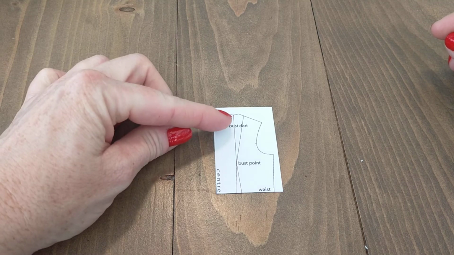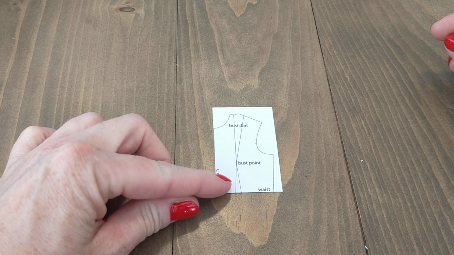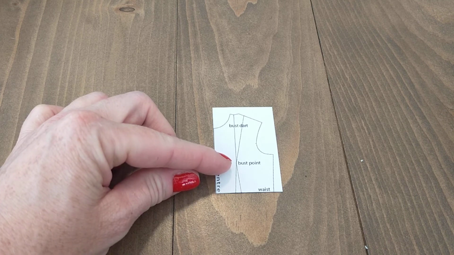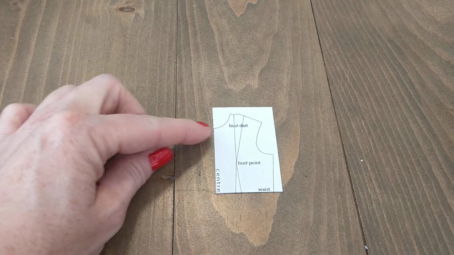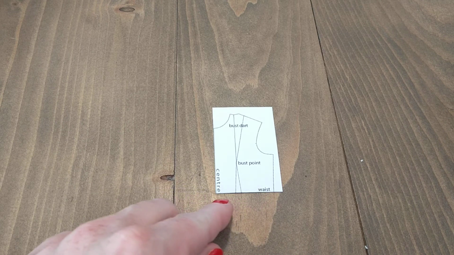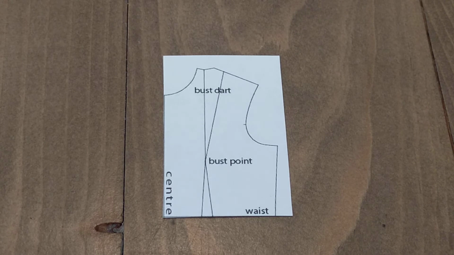Now here we can see we have our bust dart, which comes from the shoulder, and we have a waist dart. And where they join is the bust point. We've got our center front and we've got our waist here. Now when manipulating the dart, we first have to decide where on our design we want the dart to be once it's been constructed.